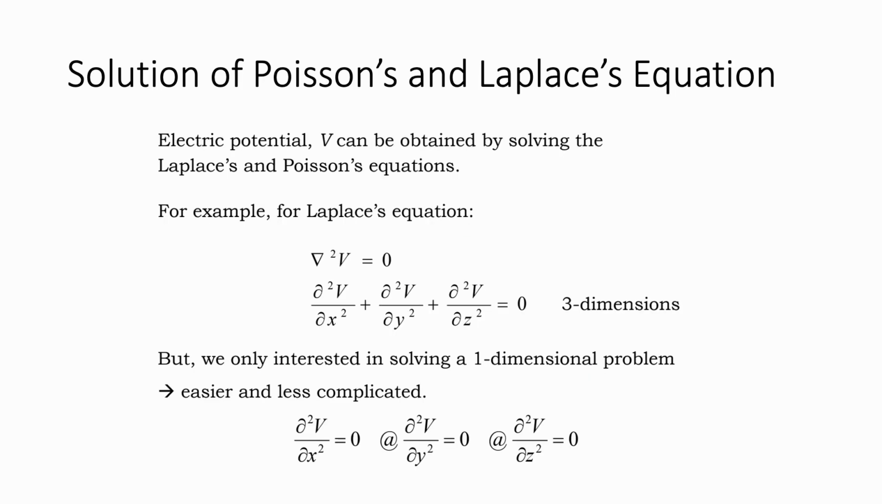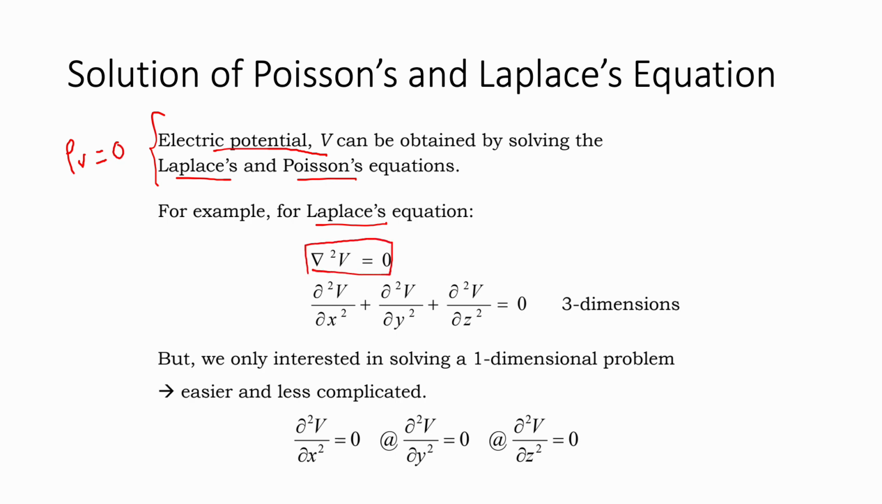Now let's assume that we want to obtain the electric potential V in one particular material. To obtain that, we can solve using either Laplace's equation or Poisson's equation. To decide which equation to use, you have to look at the value of rho V. For example, in this case, for Laplace's equation, we assume that rho V now equals 0.